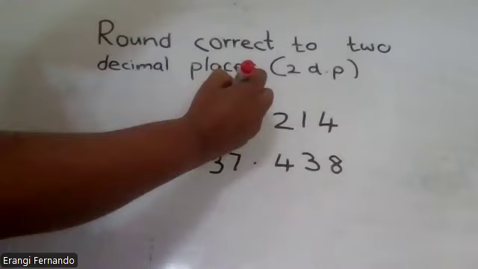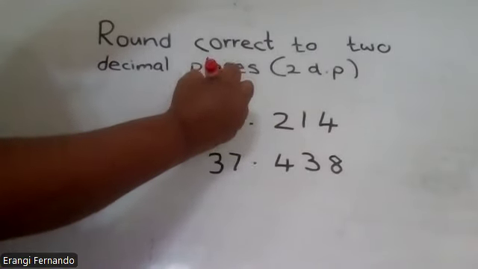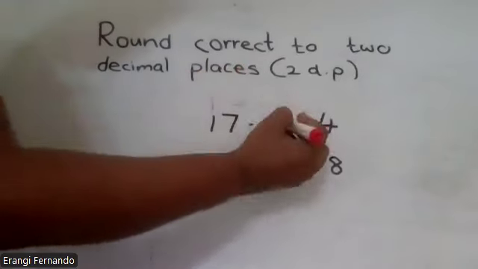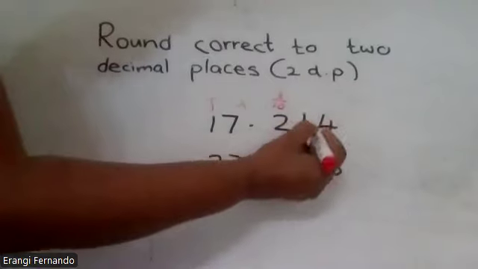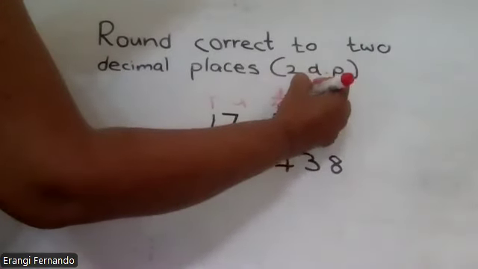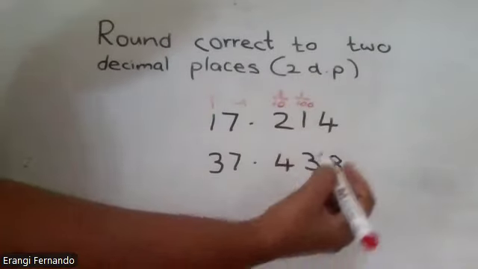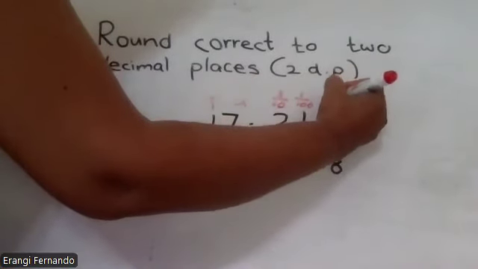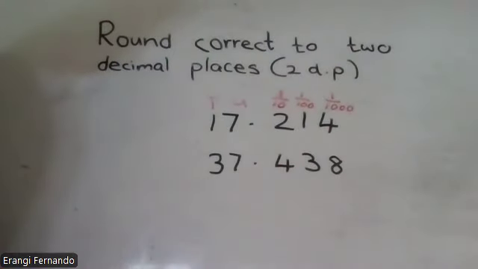Here it's units, here tens. After the decimal, the first number is tenths. The second number is hundredths. The third decimal place is thousandths. Right. Now you have to round off this one to the second decimal place.